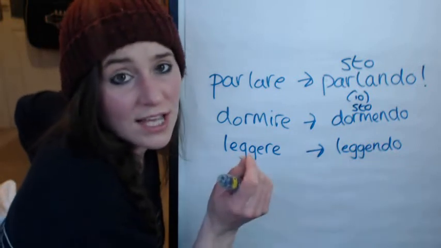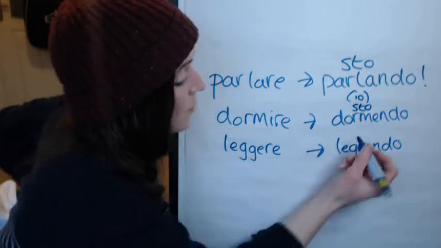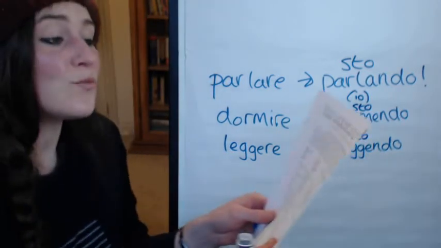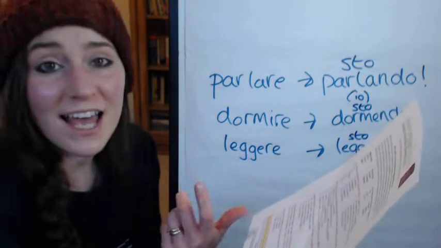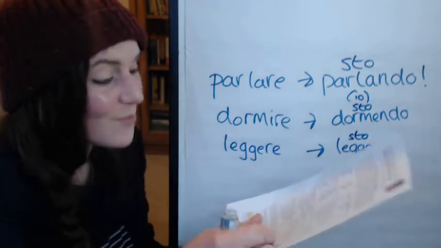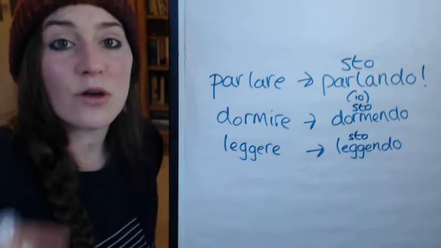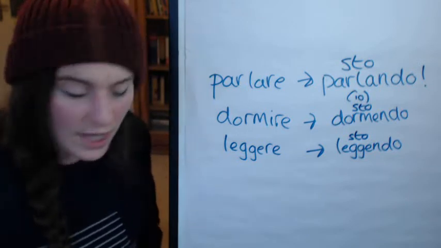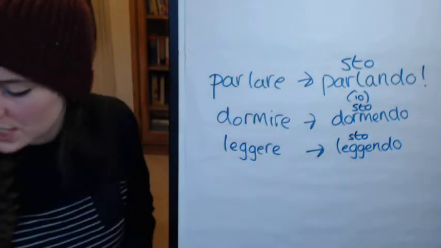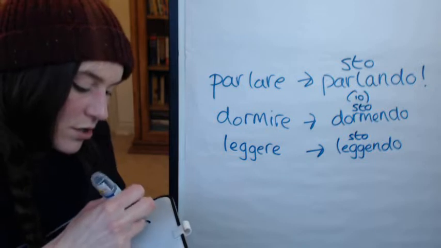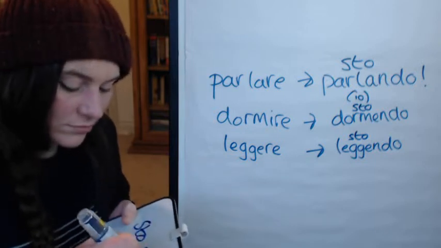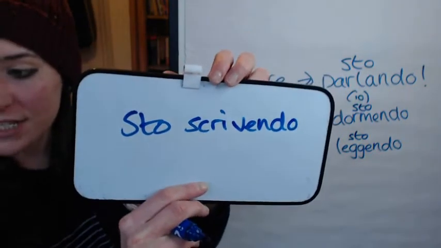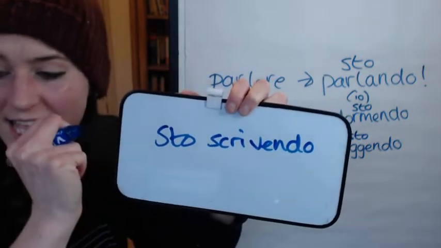Che cosa stai facendo adesso? What are you doing now, in this moment? Sto leggendo il documento di Charlotte del Club Italiano di febbraio. Per esempio, sto scrivendo. Scrivere was a really good ERE verb example I could have used. So let's write it on here. Sto scrivendo delle risposte. I am writing. So that's from the verb scrivere.